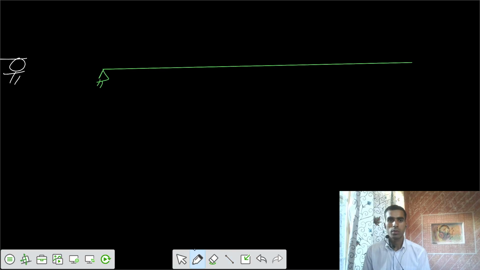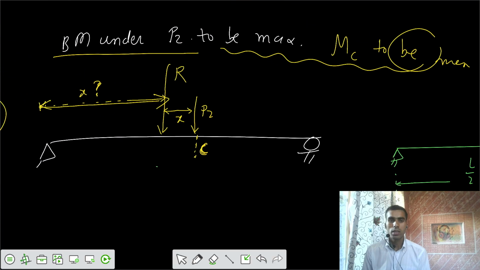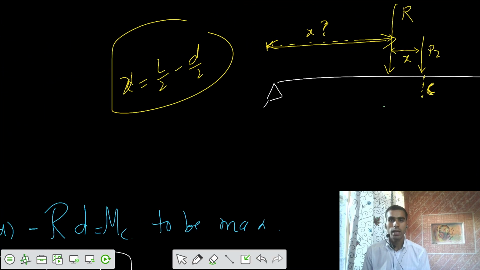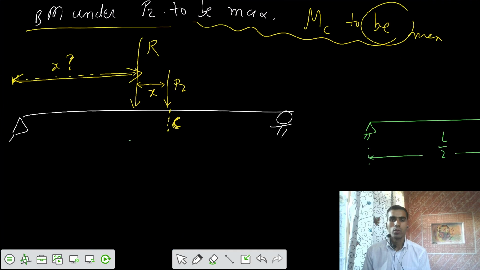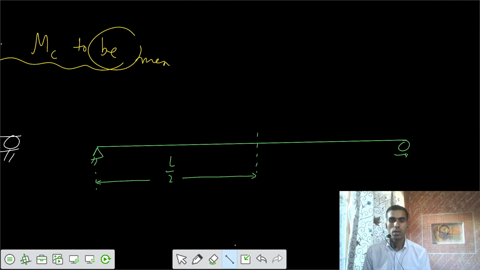So if this is your simply supported beam, and the midspan would be somewhere here, this one is your L by 2. And the problem is saying your resultant is at X equals L by 2 minus D by 2. So your resultant is somewhere here. This is your resultant, and it is at a distance of X equals L by 2 minus D by 2.